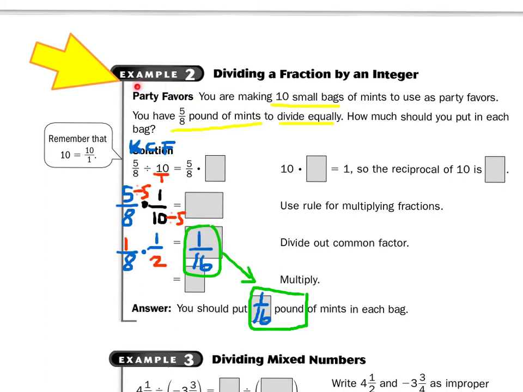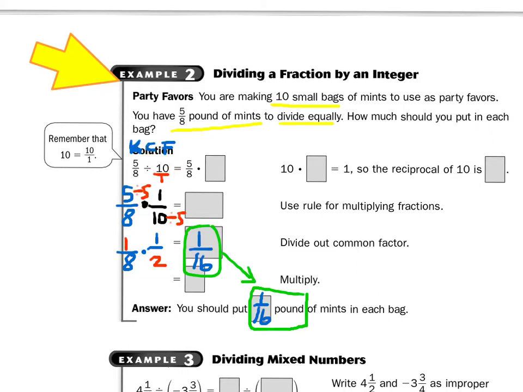Okay, dividing a fraction by an integer. Here's an example, party favors. You are making 10 small bags of mints to use as party favors. You have 5/8 pound of mints to divide equally. How much should you put in each bag? Well, remember, we're going to set this up that this is our total. We always take the total that we have, the 5/8 pounds, and we're going to divide it by 10 because we want 10 bags. So 5/8 divided by 10, and remember, we're going to use keep, change, flip. Keep the 5/8, 5 over 8, change division to multiplying.